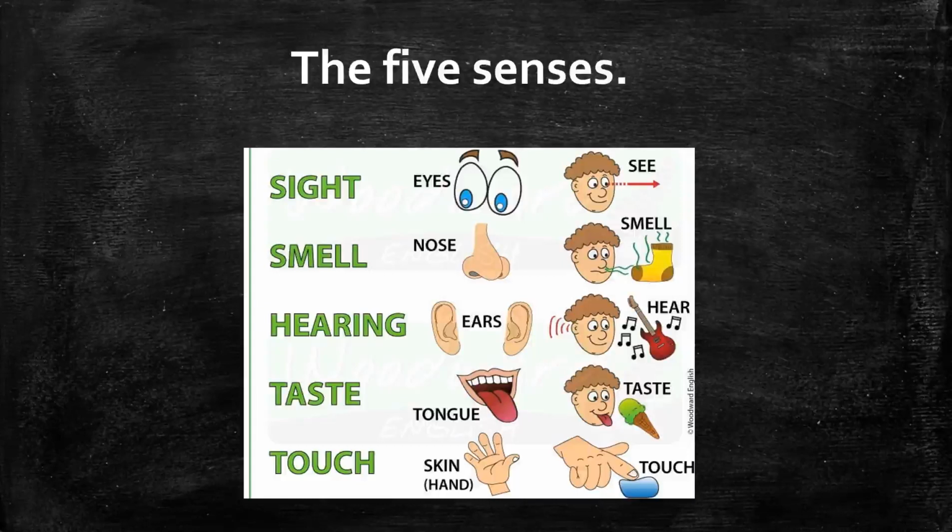The third sense we have here is hearing. We hear through our ears. The fourth sense is taste. We taste through our tongue. And the last sense we have is touch. Touch is through skin. We touch with our hand, but we also feel the touch on our skin. All these senses are very important and they make our human body special.